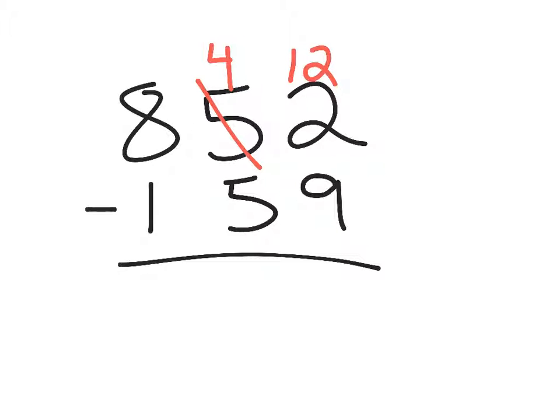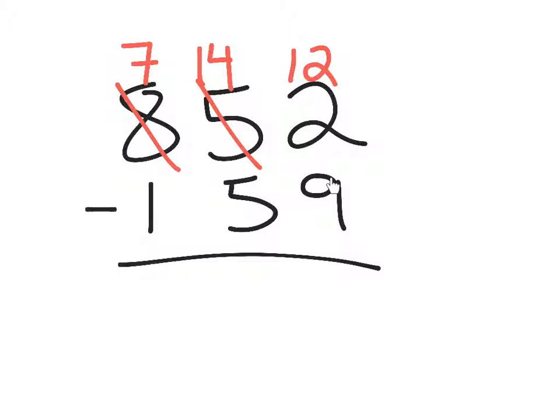So I'm going to borrow from this 8. Turn the 8 into a 7 and turn that 4 into 14. And now I'm ready to rock and roll because I got no trouble here, none here, and no trouble anywhere. I'm good to go, my friends. So I'm going to use a dot method. I will start from the 9 and count on up to the 12. And let's go ahead and do that right now.